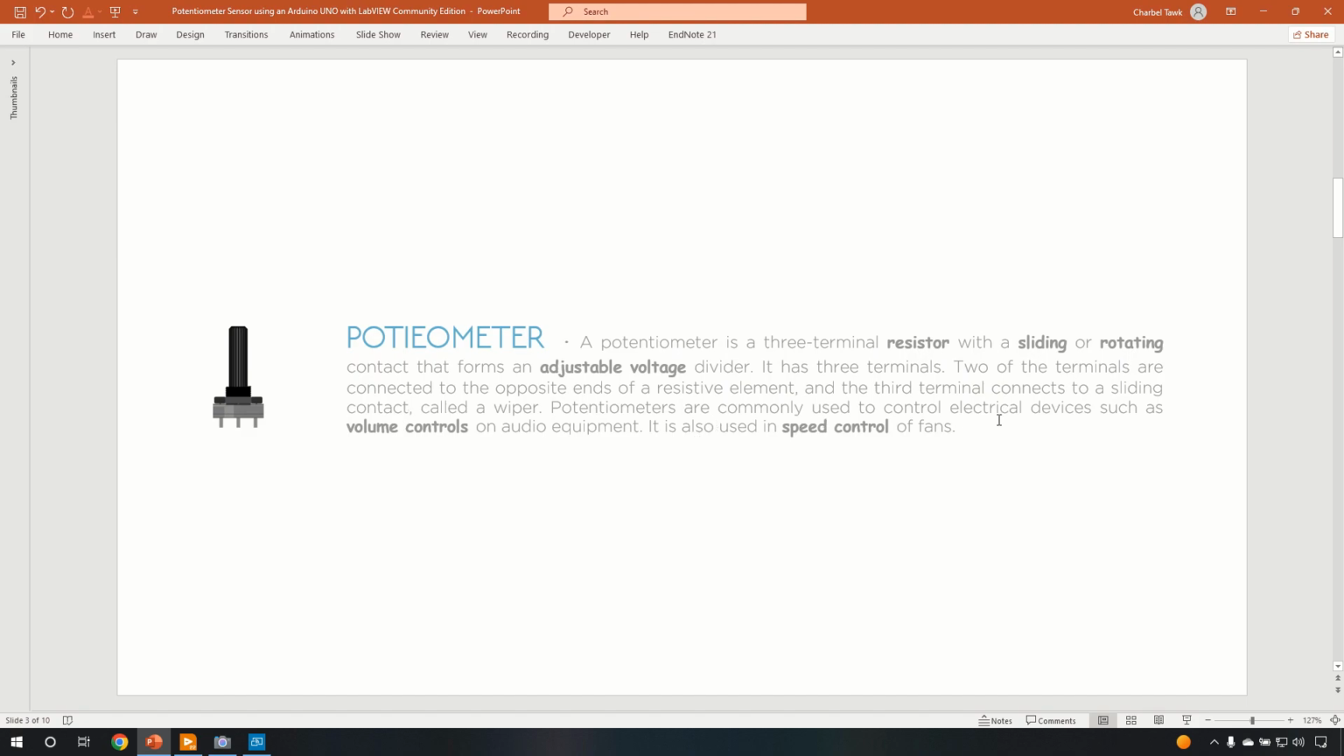Potentiometers, as we said, are commonly used to control electrical devices such as volume controls in audio equipment and also for speed control in fans. Also, they are found in electronic circuits whenever we want to have an adjustable voltage or a variable resistance. In addition, they are used in sensors as a means to control or adjust the sensitivity of a sensor.